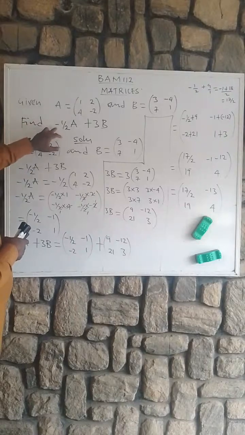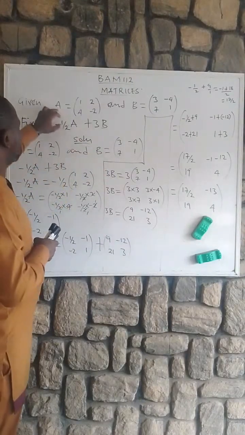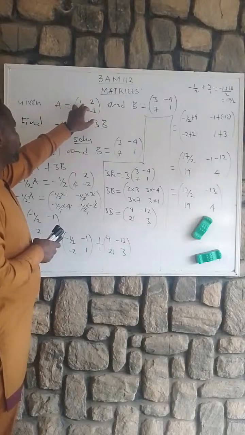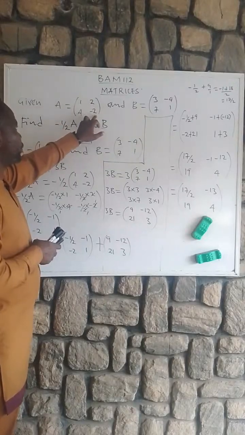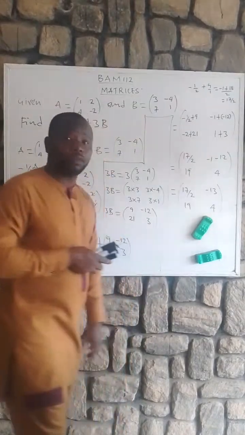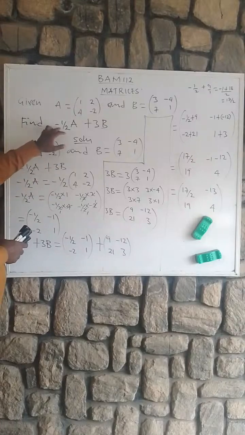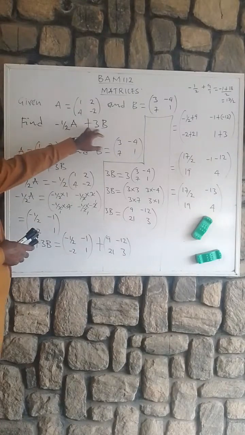We have to find minus 1 all over 2A plus 3B. You know the matrix A is given as 1, 2, 4, minus 2, and matrix B is 3, minus 4, 7, 1. True or false? It's true. So they said find minus 1 all over 2A plus 3B.